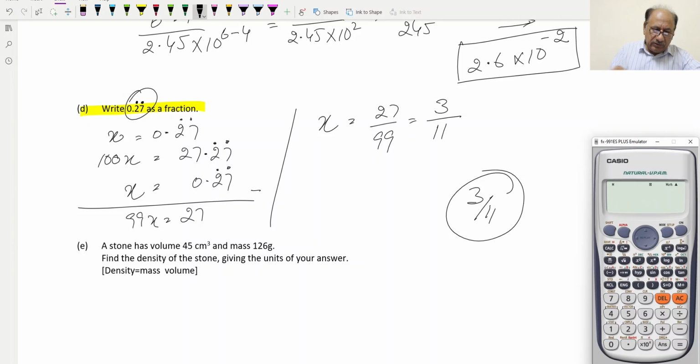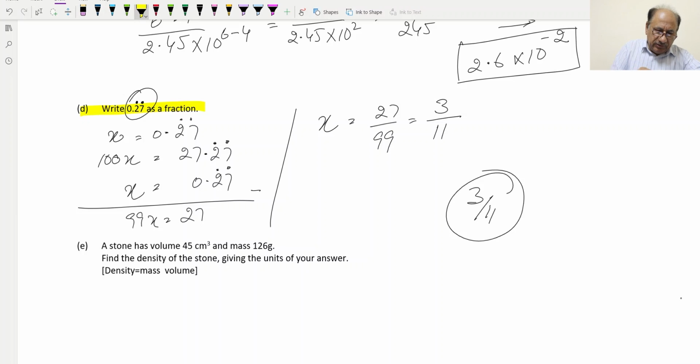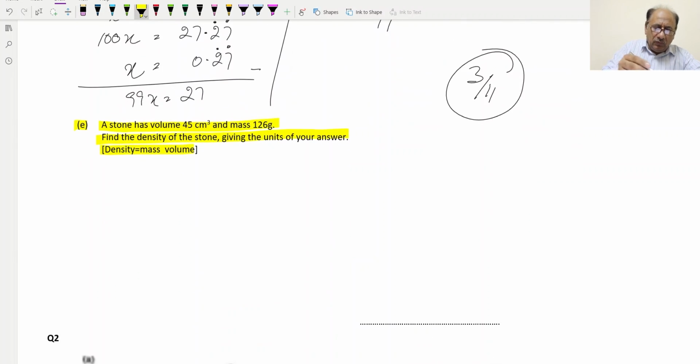So this is done. Next, E part, and E part says a stone has volume 45 centimeter cube and mass 126 grams. Find the density of the stone giving the units of your answer. The density formula is mass divided by volume. So density will be equal to what? Mass is 126 grams.